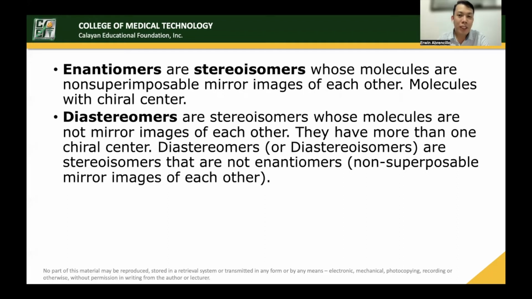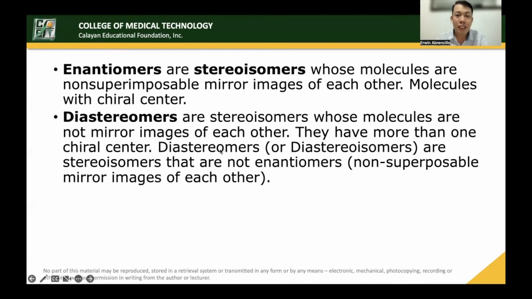So, just imagine yourself in front of the mirror. When you raise your right hand, the one in the picture, or your reflection, will raise its left hand. And when you raise your left hand, the one in the mirror will raise its right hand. So if the molecule is the mirror image of the first molecule, we call it an enantiomer. However, if it is not a mirror image of it, we call it a diastereomer.